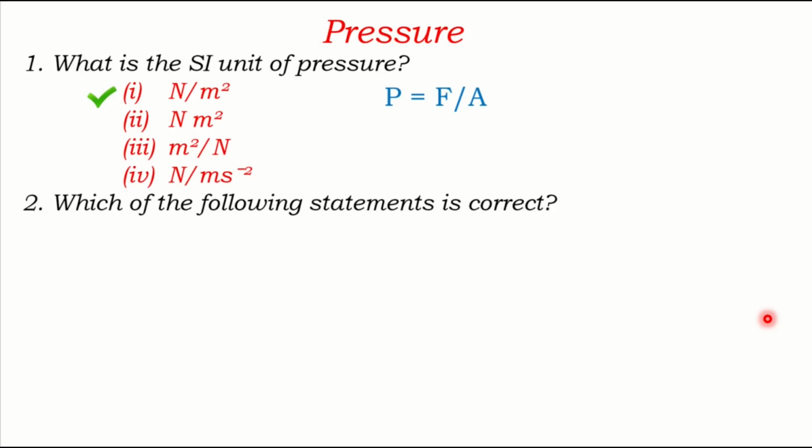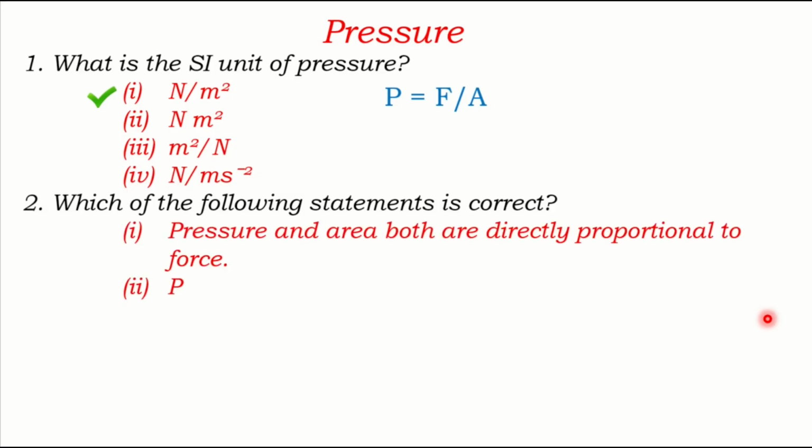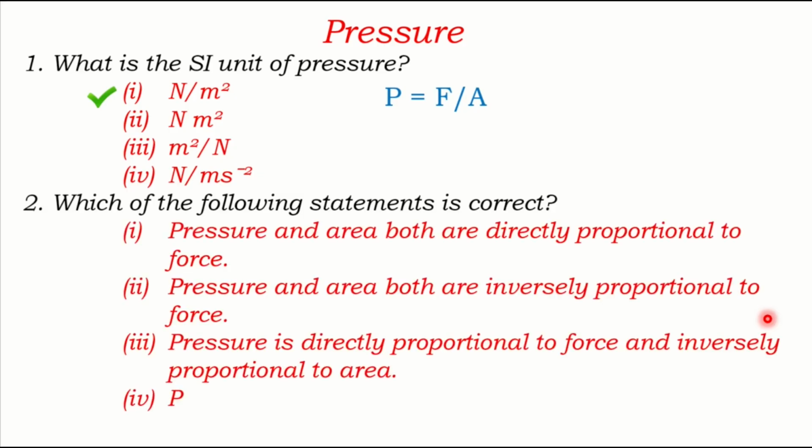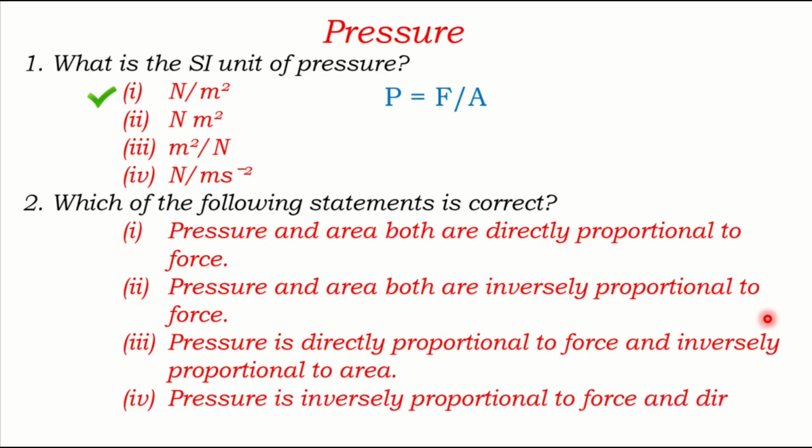Okay, now second. Which of the following statements is correct? Here we have statements 1, 2, 3 and 4. Pressure and area both are directly proportional to force. Pressure and area both are inversely proportional to force. Pressure is directly proportional to force and inversely proportional to area. Pressure is inversely proportional to force and directly proportional to area.